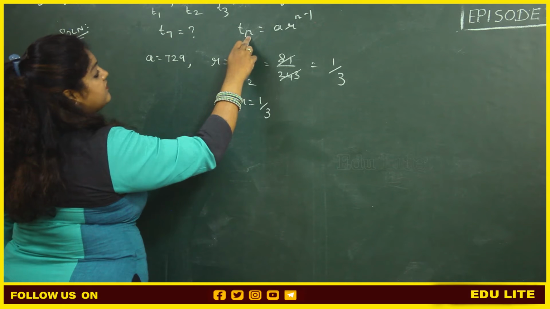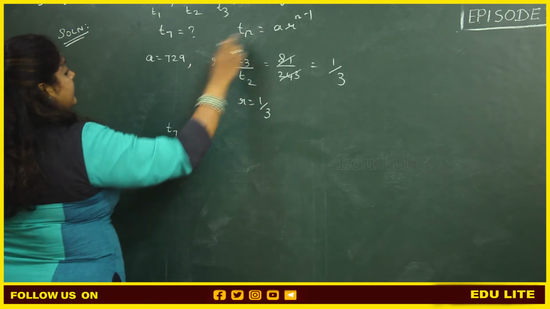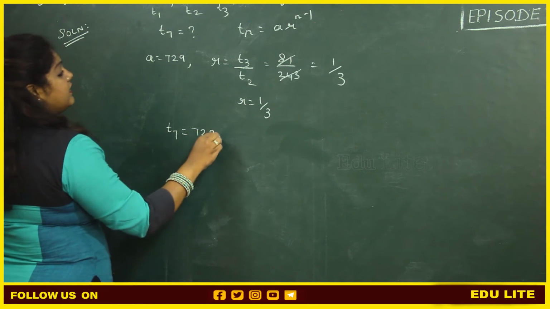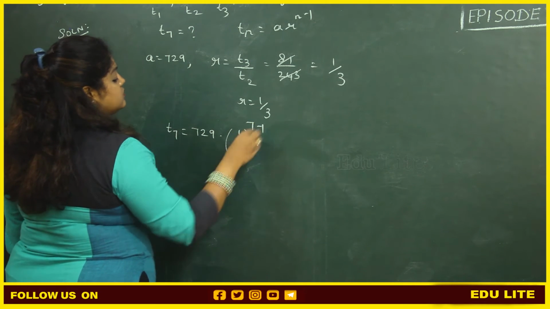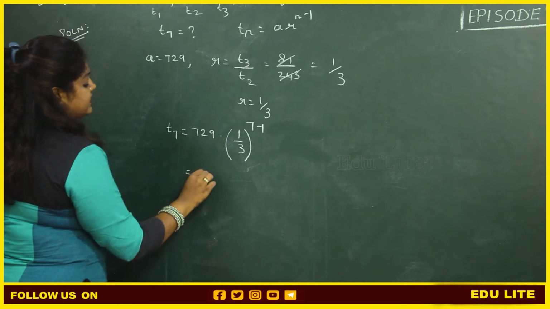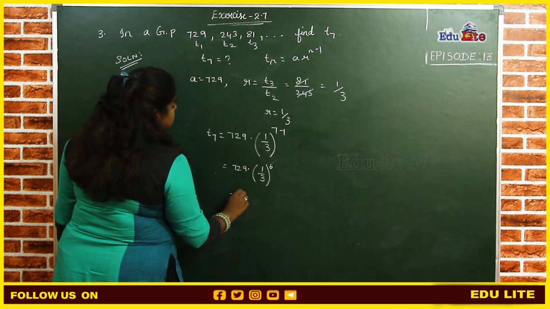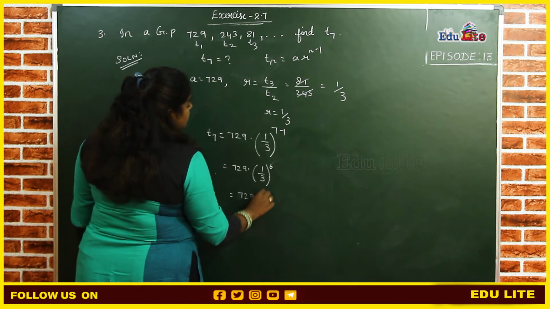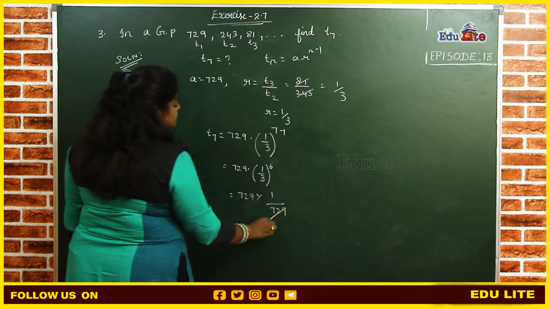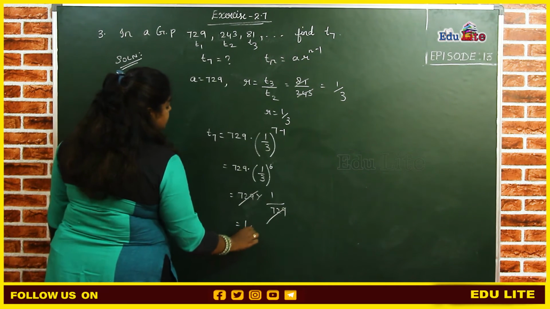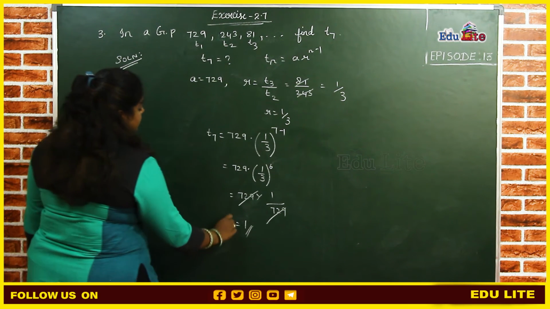In this Tn we will substitute the value of n as 7. So T7 is equal to A value 729 into R value 1 by 3 power 7 minus 1, n minus 1. So 729 into 1 by 3 power 6. So 729 into 1 power 6 is 1, 3 power 6 is 729. Therefore 729 will get cancelled. The value is 1. The value of T7 is 1.